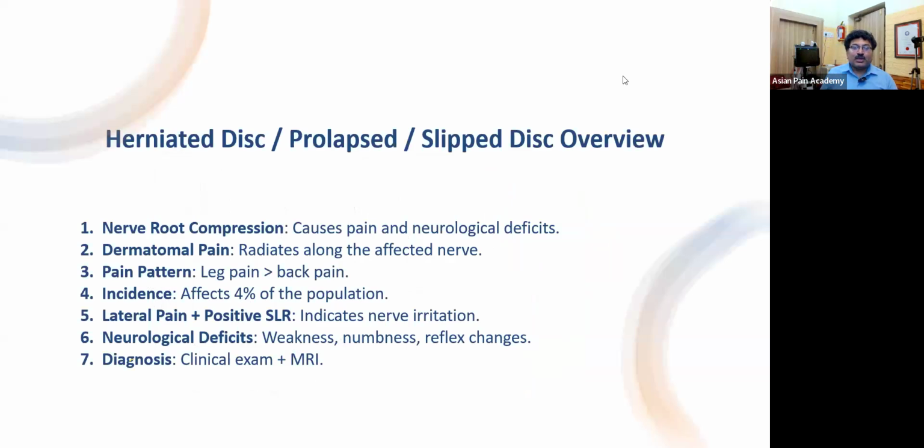Let's move over. So in a herniated disc, what will happen? There will be nerve root compression causing pain and neurological deficits. There should be dermatomal distribution of pain. We are discussing a lot about neuropathic and nociceptive pain. So here the pain is primarily neuropathic because it is directly compressing the nerve. Initially there is no nociceptive counterpart. The pain starts as neuropathic pain. Here, leg pain will be more than back pain, and incidence is around 4% of the population.